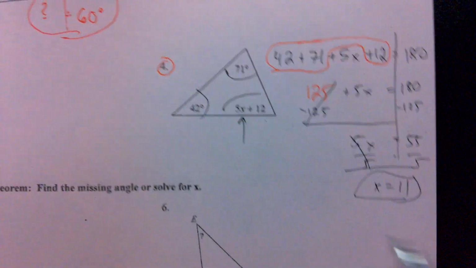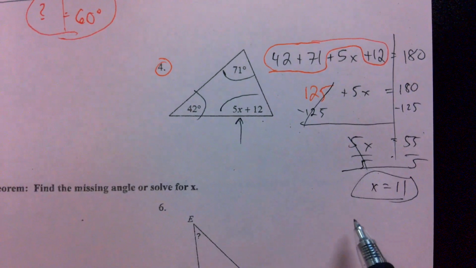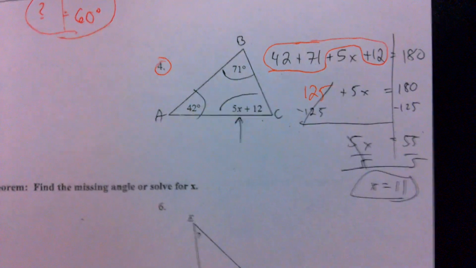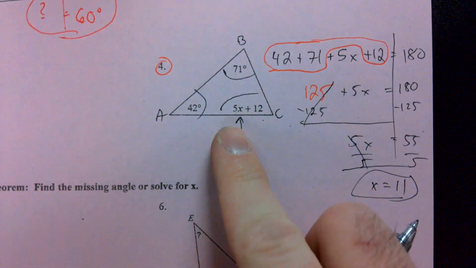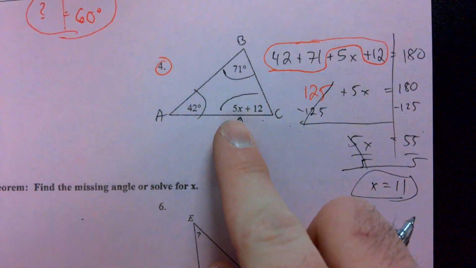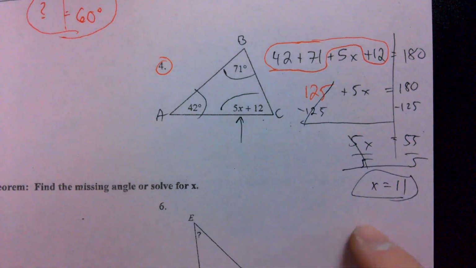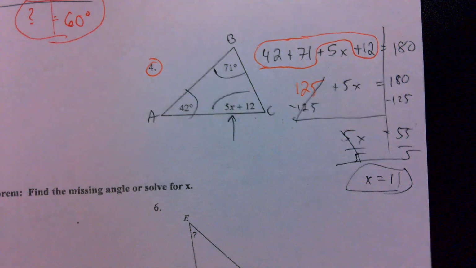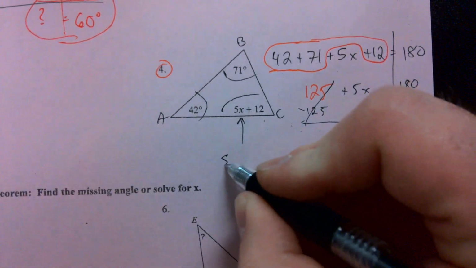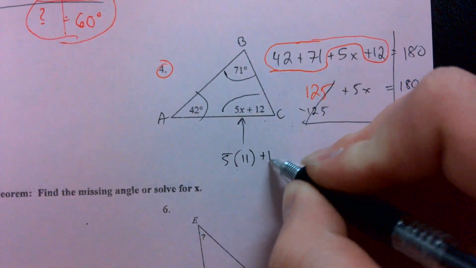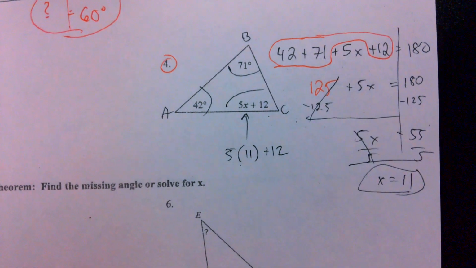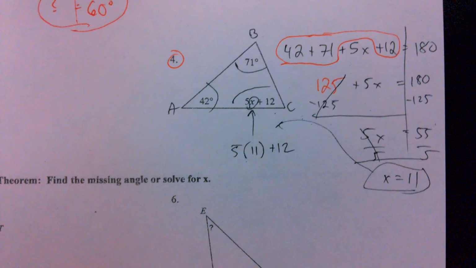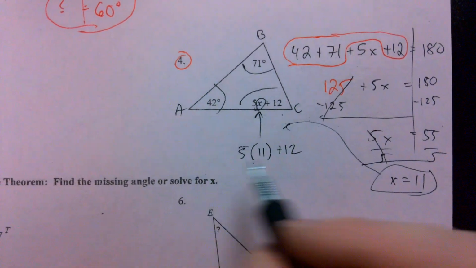Now, on the test, it's going to say, now that you've found x, let's say this is triangle ABC, what's the measure of angle C? How can we figure that out now that we know what x is? Plug it in. 5 times 11 plus 12. We took our x out and replaced it with the 11 that we found. Now we just have to simplify.